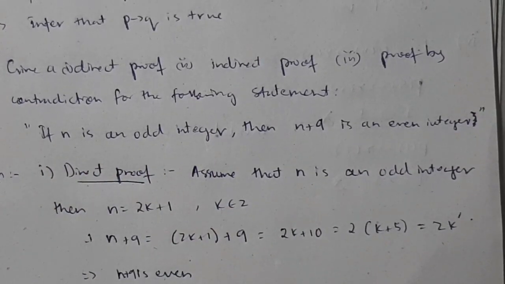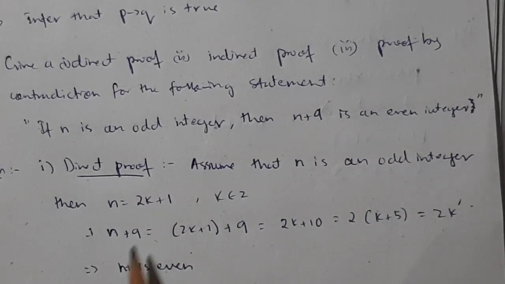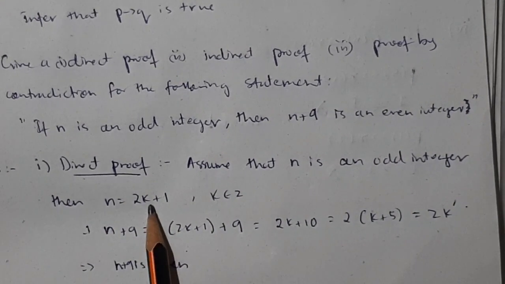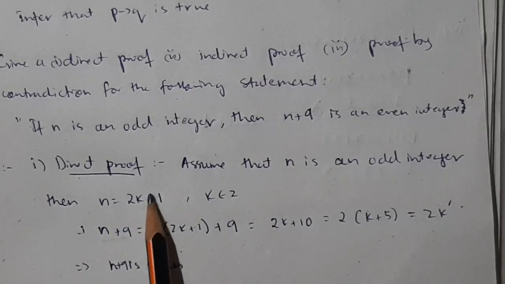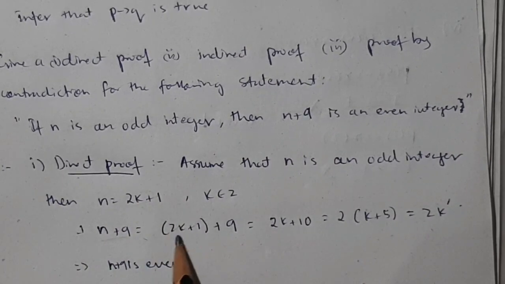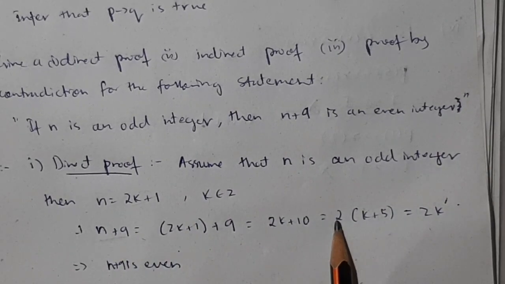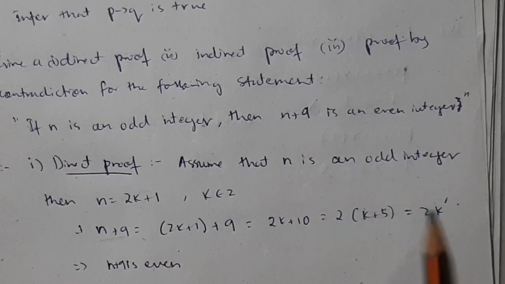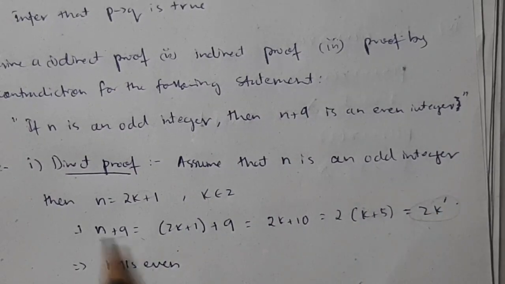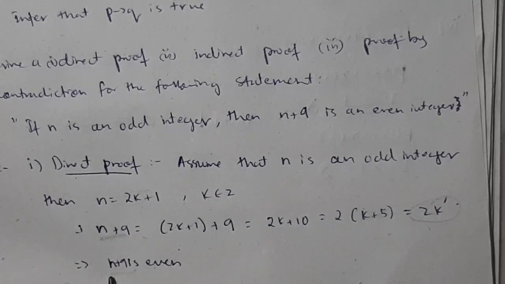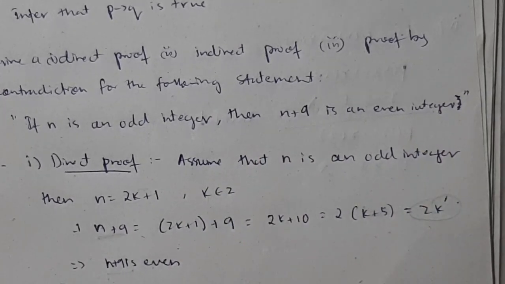So if n is an odd integer, it can be represented in the form 2k plus 1. Now, what is n plus 9? We have to prove that it is even. Substituting the value of n, we get 2k plus 1 plus 9, which is 2k plus 10. In that we can take 2 common and consider the whole term as k dash. So it is 2k dash, which means it's an even integer. So n plus 9 is even, and that's what we had to prove. That's a direct proof.